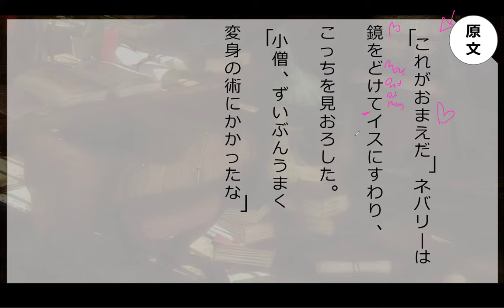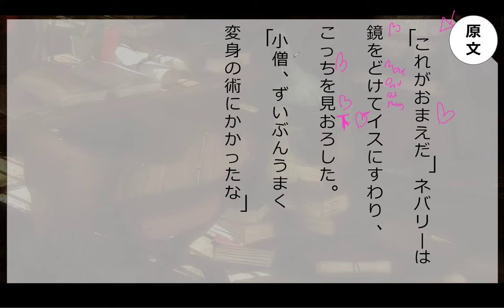Kochi o, this way, mioroshita. What does he do? Me and then oroshita. He does something towards me, to do with looking of some sort. Oroshi, meaning to look down. Oh, he's looking down because the cat was below him. Oroshita. He looked downward.